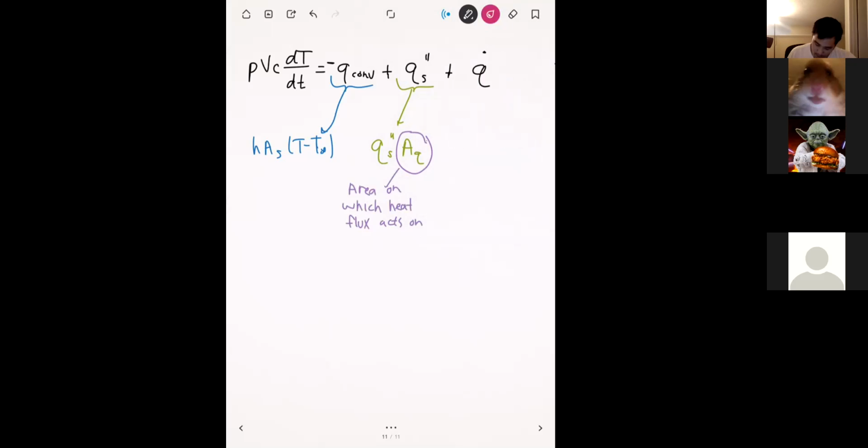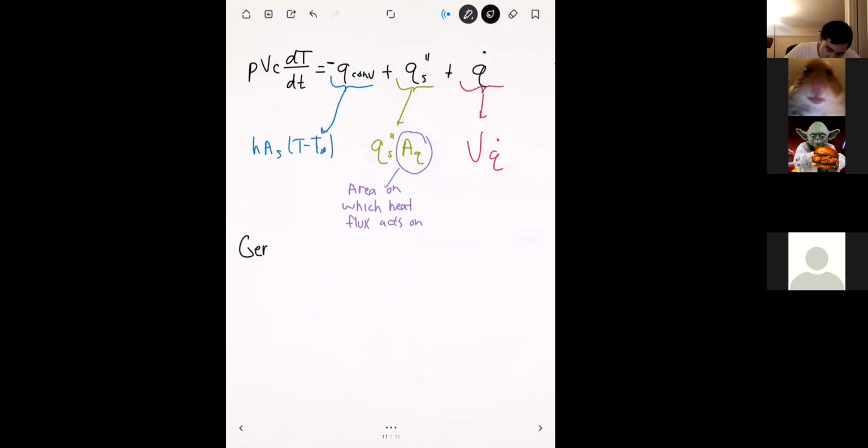I'll use purple for that. And then finally, we have Q dot here. Remember, Q dot is thermal generation, and in order to transform the units from thermal generation to heat transfer rate, we have to multiply by volume. So we're going to have V times Q dot.